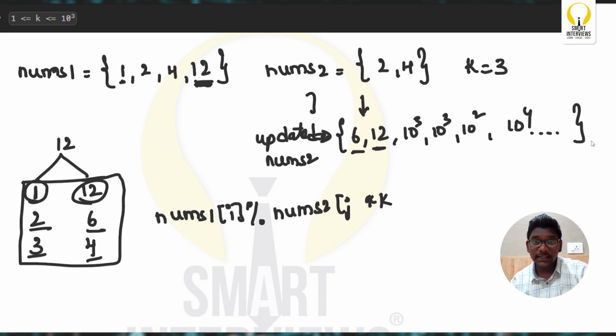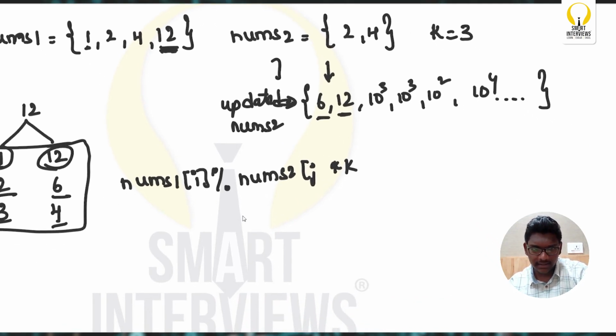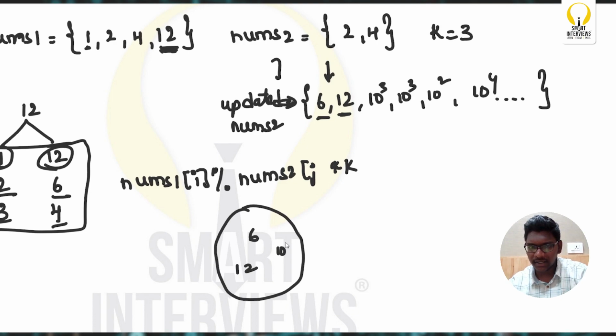So what's taking time here? Searching is taking time. So how do you implement searching in an optimal way? Using the most famous data structure, hash set. Now we'll just add 6, 12 to a hash set, and of course 10 power 3, 10 power 2, 10 power 4, all this. Now you can search for 6, you can search for 12 in O of 1 time.